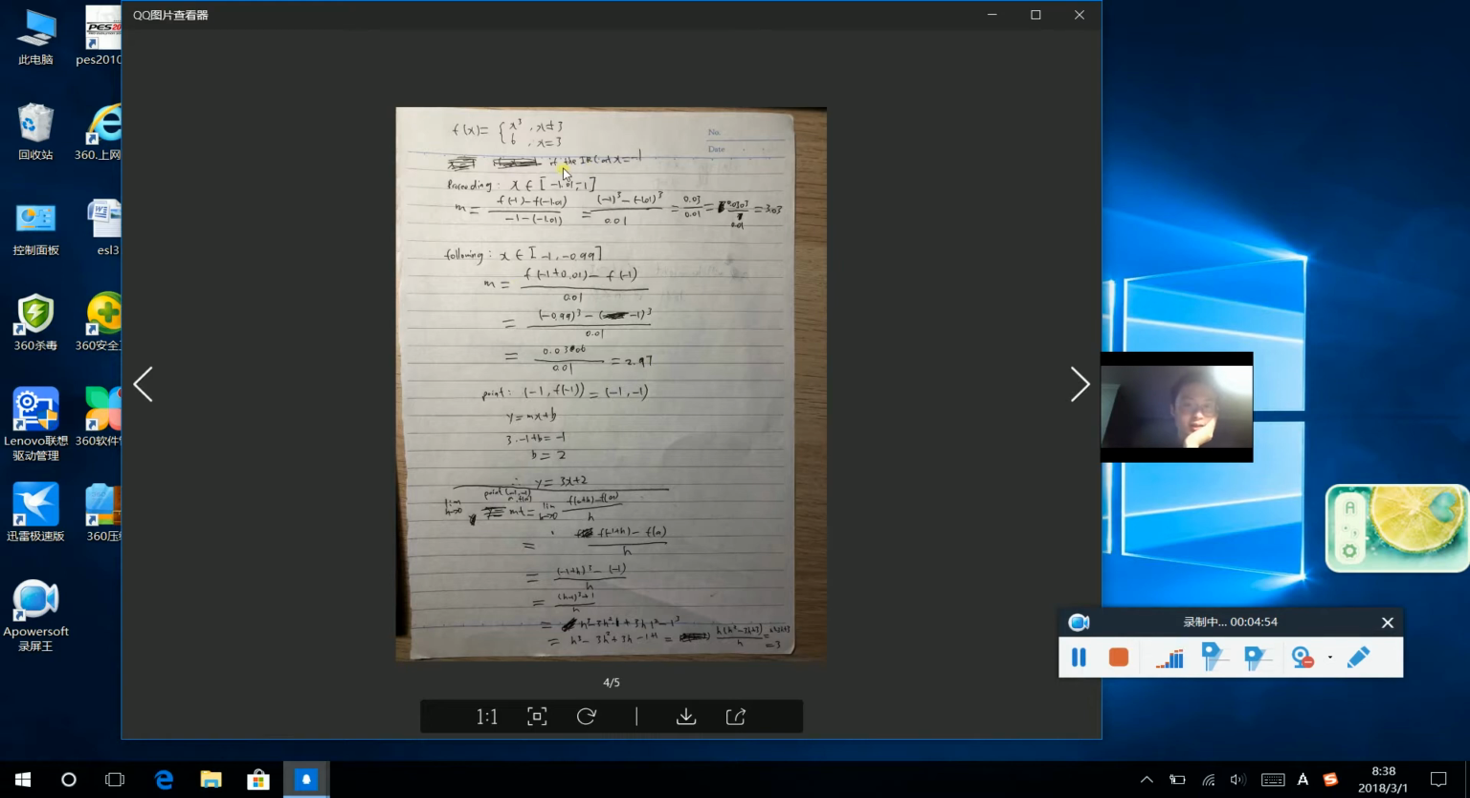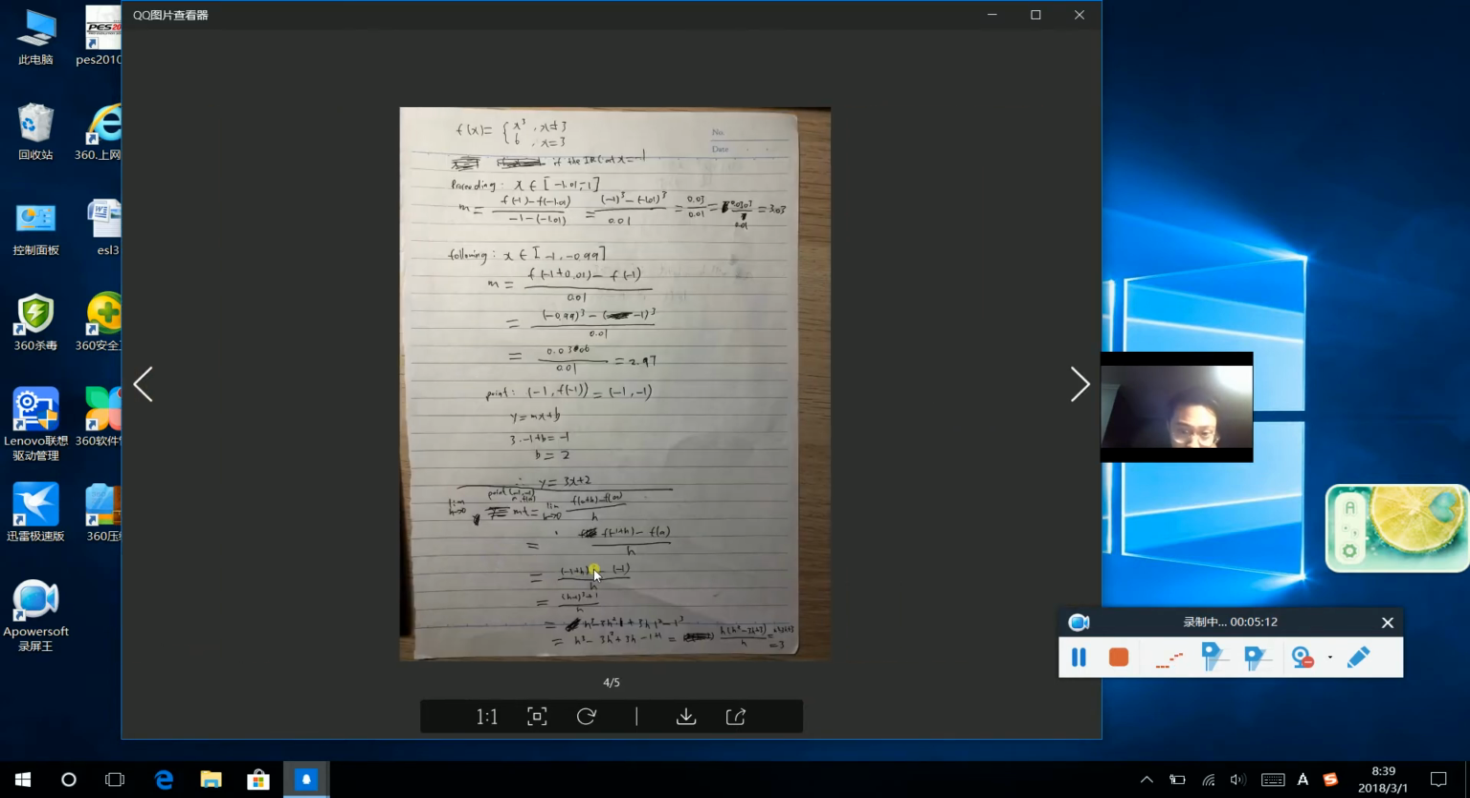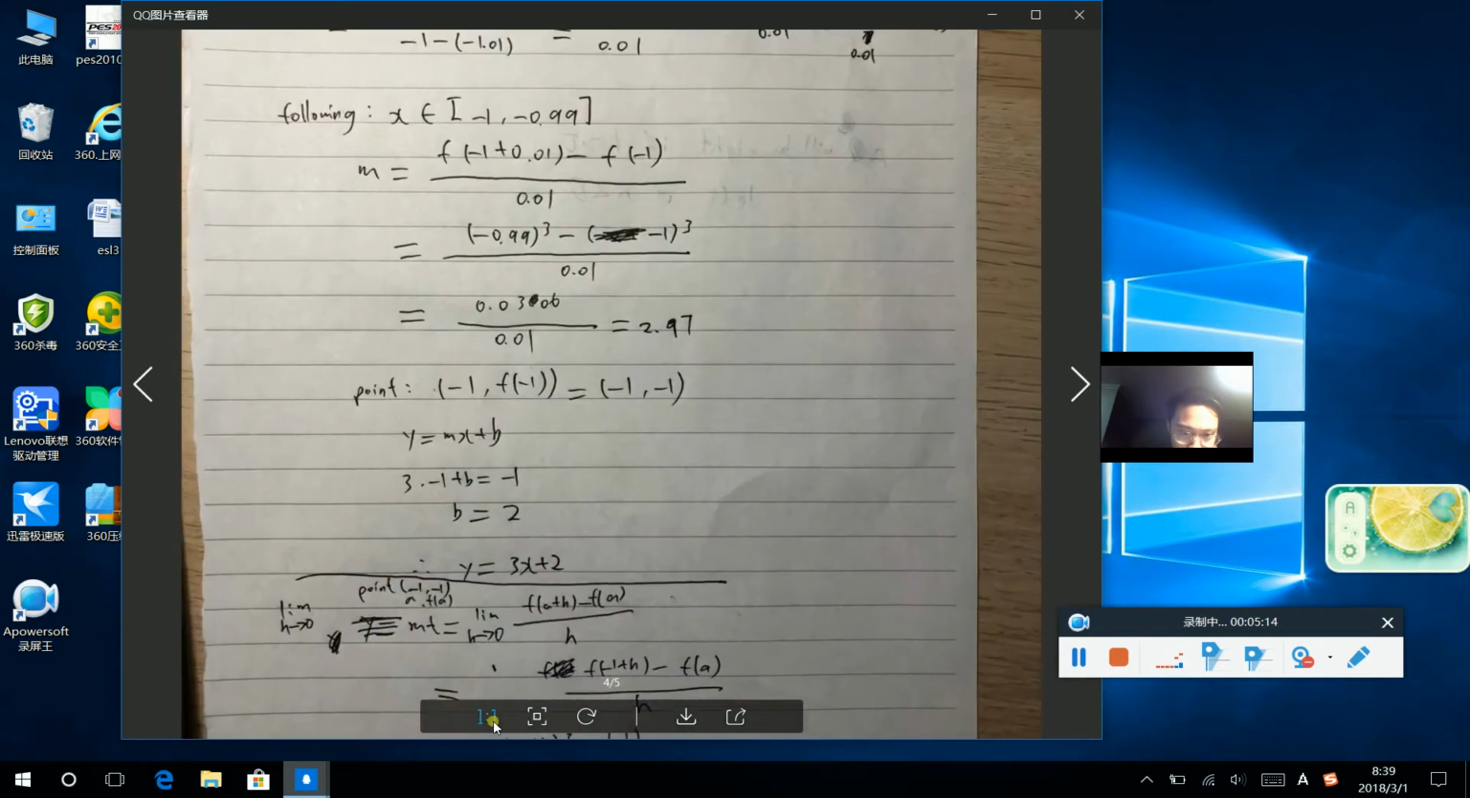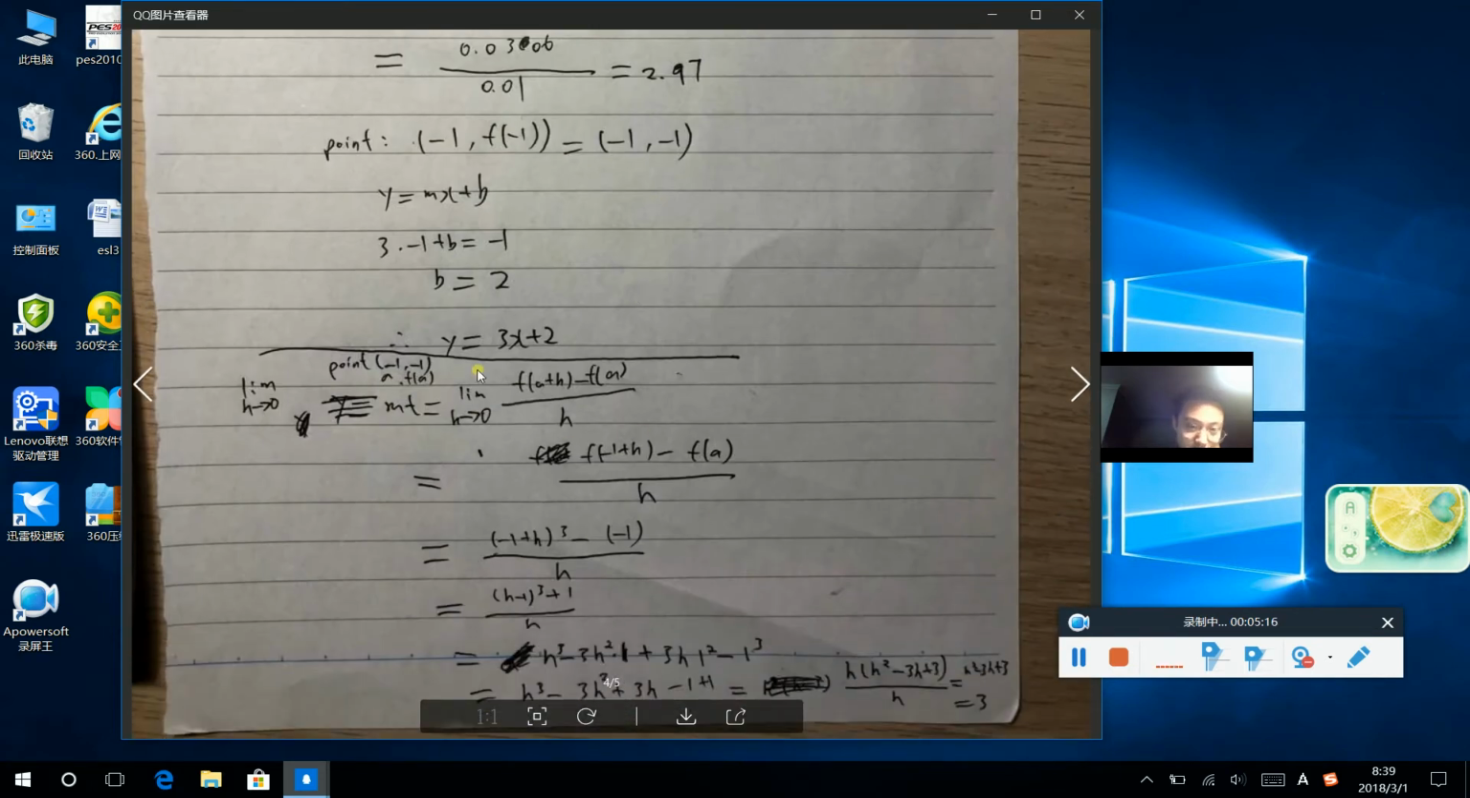I just assume the instantaneous rate of change at x equals -1. These are the whole process for the calculation. I don't want to remain too much in this part. Over here, let me make it bigger. This is the new method which I just demonstrated with the graph.